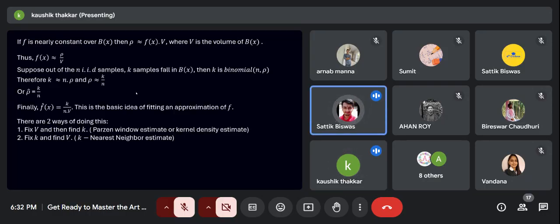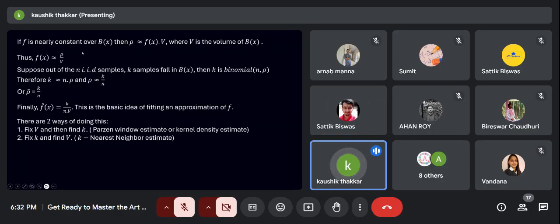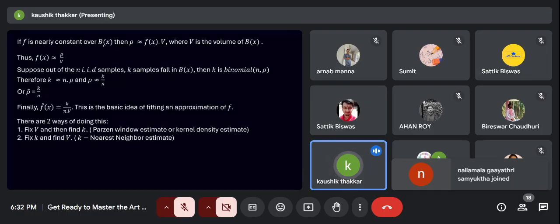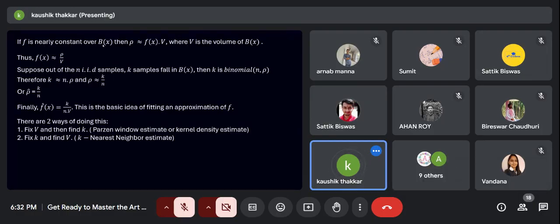Kaushik, sorry for interrupting. What do you mean by volume here? Can you just repeat again? Yeah, the volume is basically the area of the ball that we are considering. So the volume is the volume of Bx. Bx is a ball of some radius centered around x. Okay, got it.